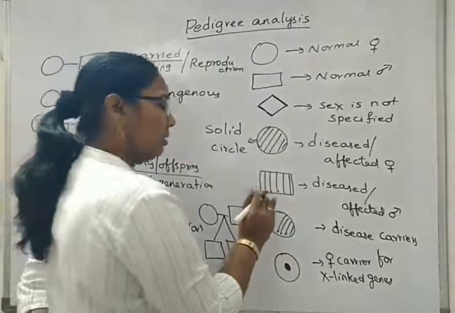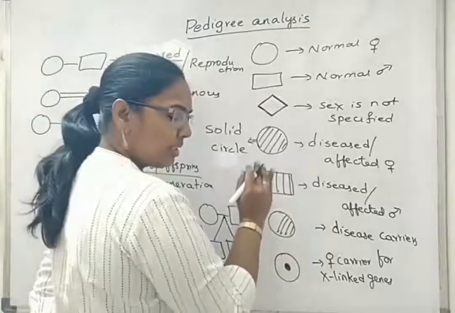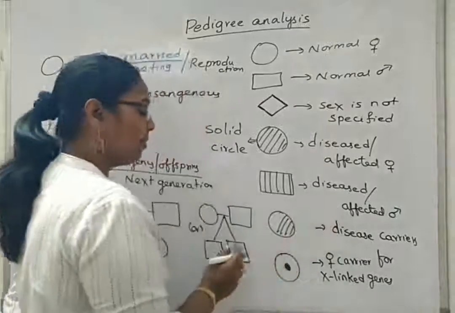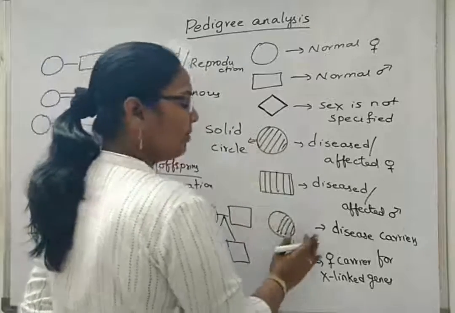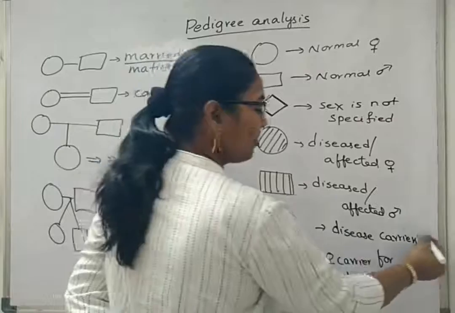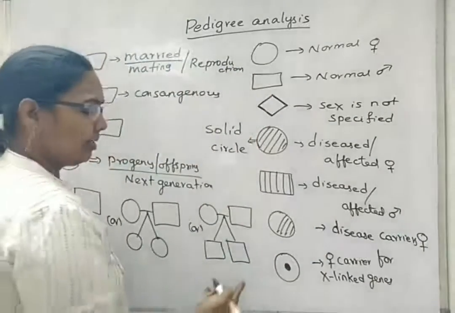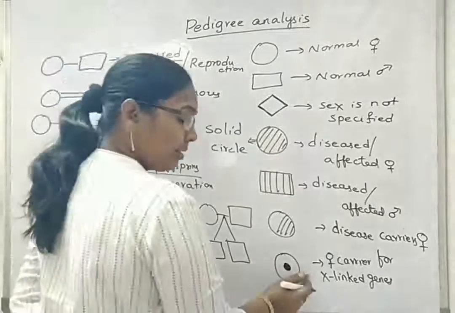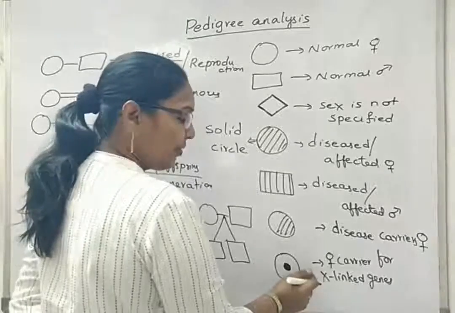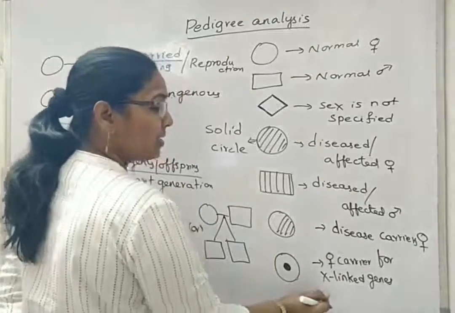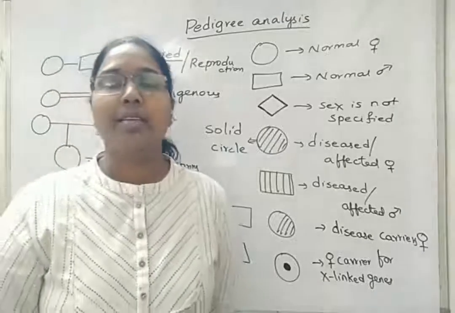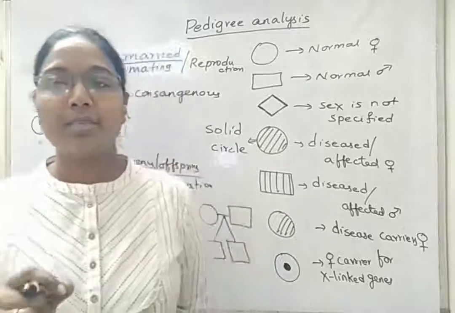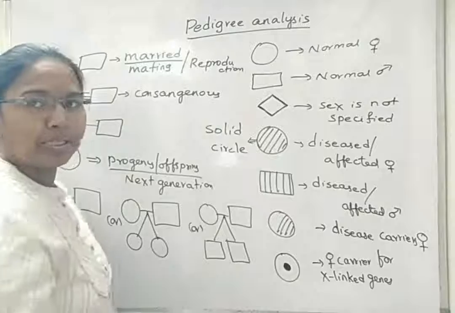In the same way, if the male square box is shaded, then we are talking about a diseased or affected male. But if the circle is half shaded, then those are diseased carrier females. Next, if the circle is given a center dot, then at that chart we are talking about a female carrier for X-linked or sex-linked genes. We have seen hemophilia and color blindness type disorders, which are sex-linked or X-linked recessive disorders. In such conditions, we can see such a representation.